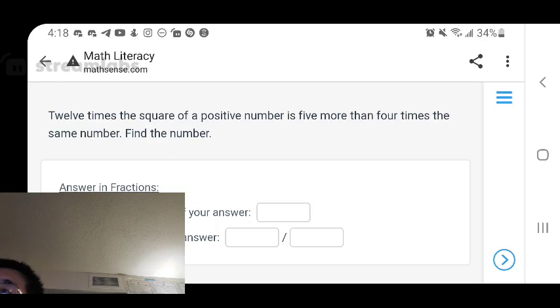Oh. Find the number. How did I misread it? Like, it's 5 more. So 12x squared plus 5 equals 4x.